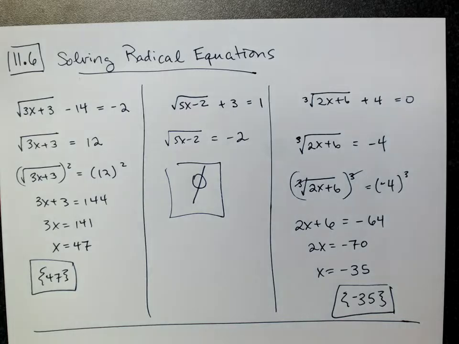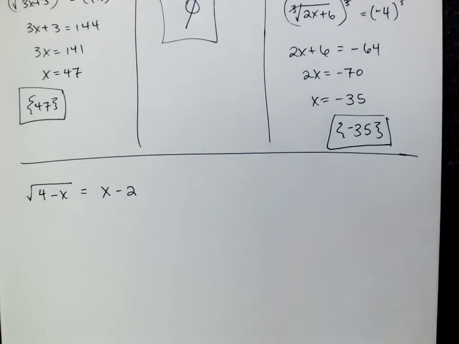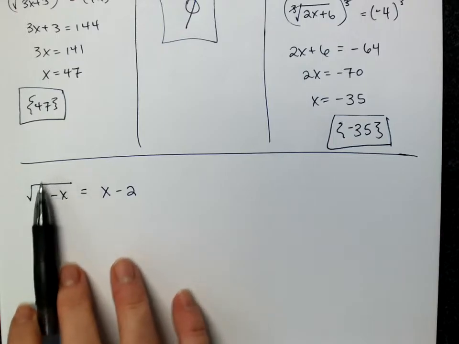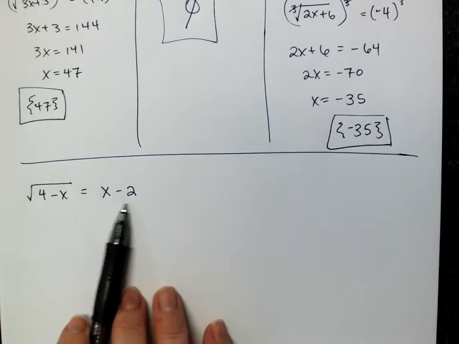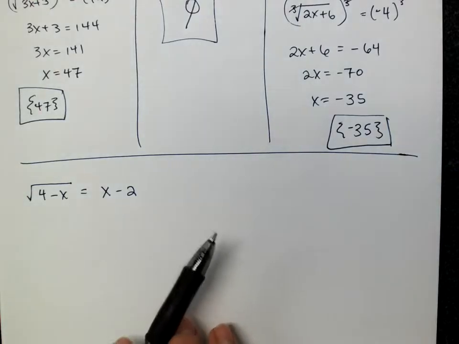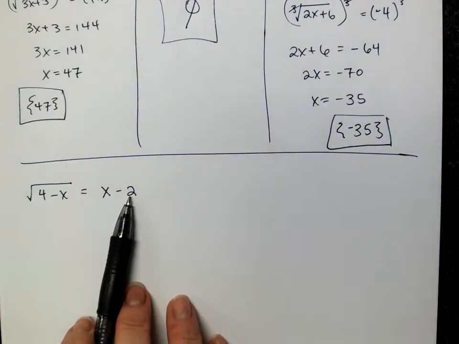Now, so far, what we've looked at before and sort of warmed up with here is that on the right-hand side, we end up with just a number. Not always the case. As you would have encountered moving forward in homework, problems like this. So radical 4 minus x is equal to x minus 2. So here, our radical is isolated, but over here we've got not just a number, but also a free-floating variable.